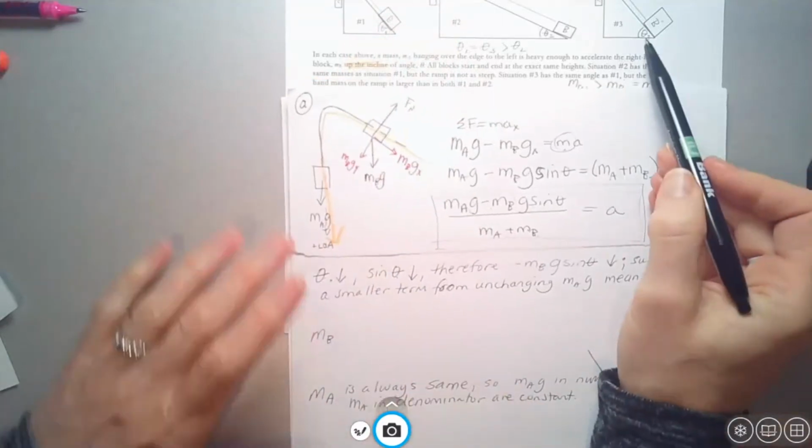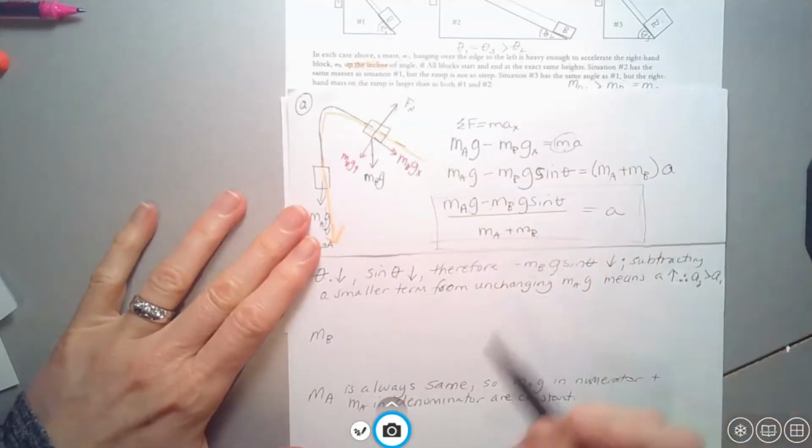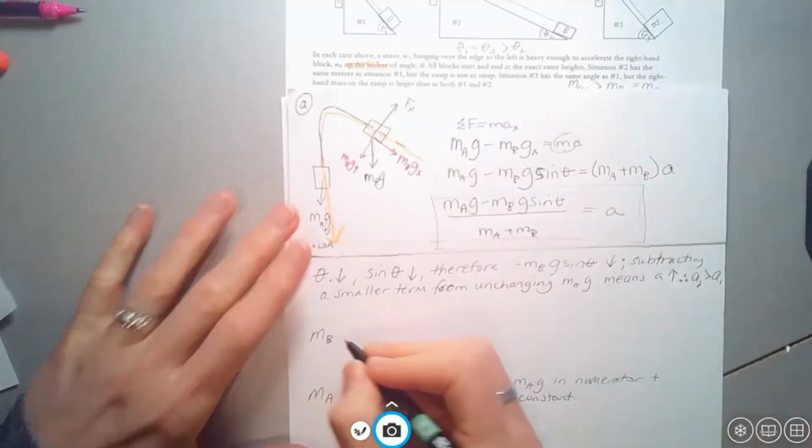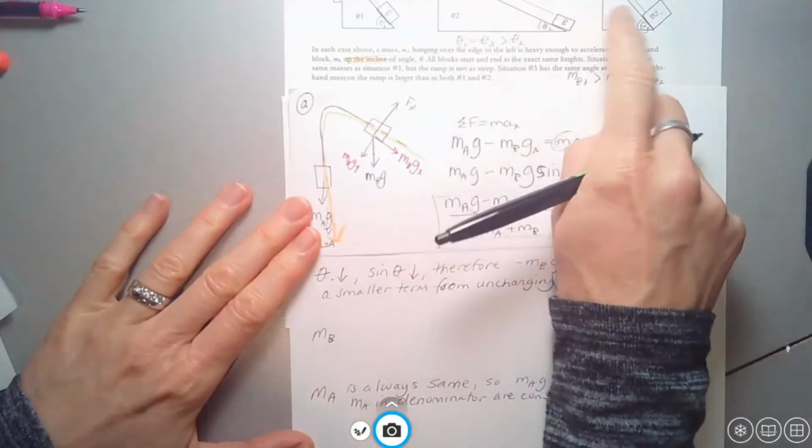Now let's compare A1 to A3. So what happens when you change, because we can't compare 3 and 2 because the mass is different and the angle is different.